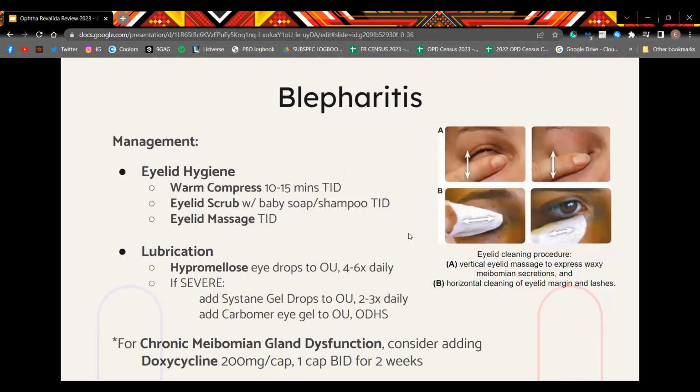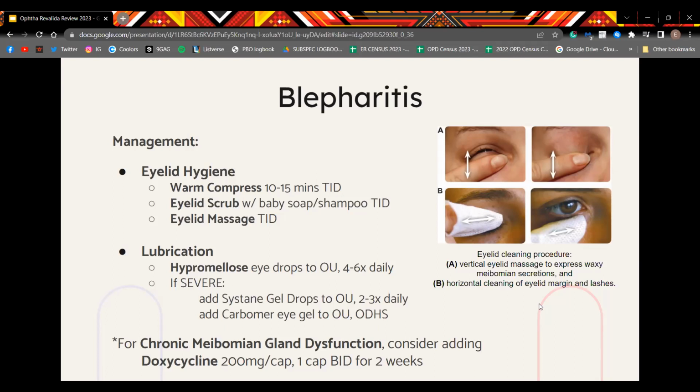So ano yung management natin for blepharitis? So anterior or posterior blepharitis, ang management nila is the same basically. So most important would be eyelid hygiene, which comprises of yung warm compress natin. So we do warm compress para matunaw yung mga bara-bara dun sa mga oil glands or sa mga meibomian glands natin. So this is done 10 to 15 minutes, 3 times a day or 2 to 3 times a day to both eyes. Aside from that, we also do yung eyelid scrub.